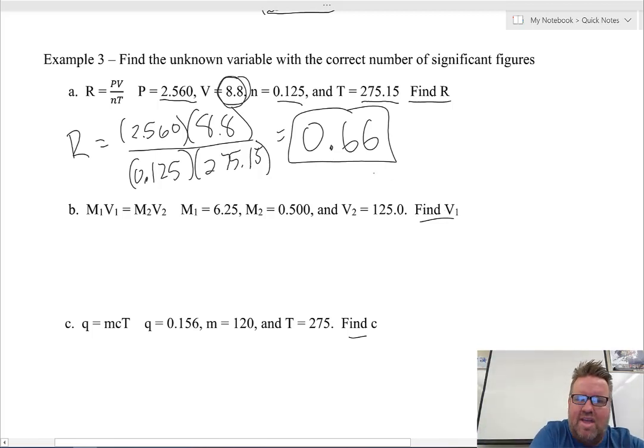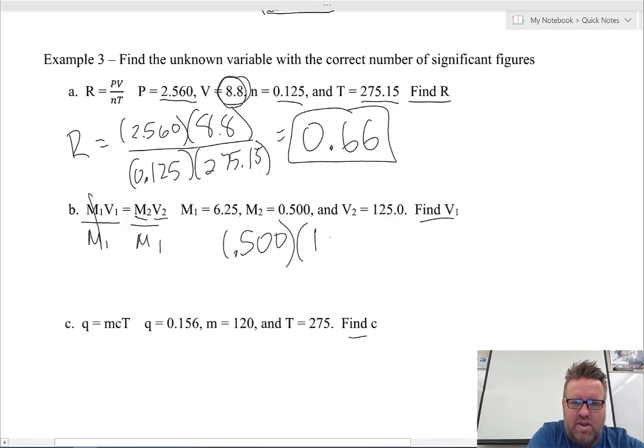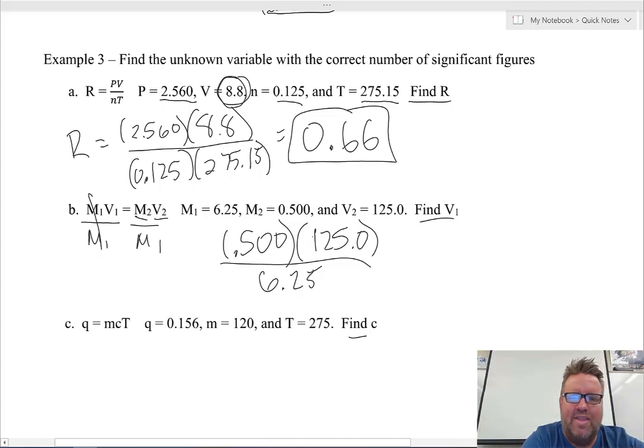Okay, so to find V1, we have to do a little bit of algebra here. To find V1, we have to divide by M1. That's algebra. So we're going to take M2 times V2. So that's 0.500, that's M2. V2 is 125.0. And M1 is 6.25. So I'm going to take 0.5 times 125 divided by 6.25. And the answer comes out to be exactly 10.